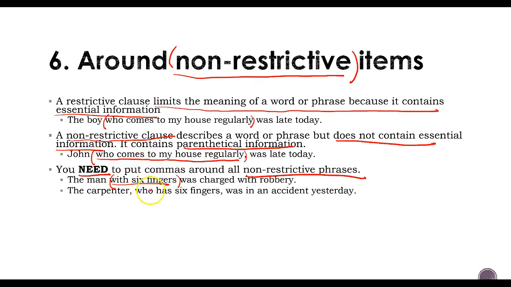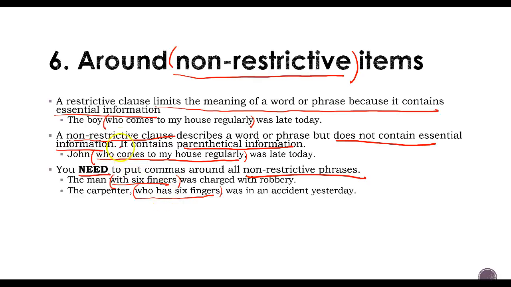The carpenter who has six fingers was in an accident yesterday. So the difference is subtle, but in this case, the carpenter was in an accident yesterday. "Who has six fingers" is kind of a parenthetical note in this particular sentence. The carpenter, who happens to have six fingers, was in an accident yesterday. The six fingers isn't an essential characteristic of the man in this sentence. So this is why this rule is kind of tricky, because the difference is sort of subtle. And actually, it's not written in stone what's essential and what's non-essential.